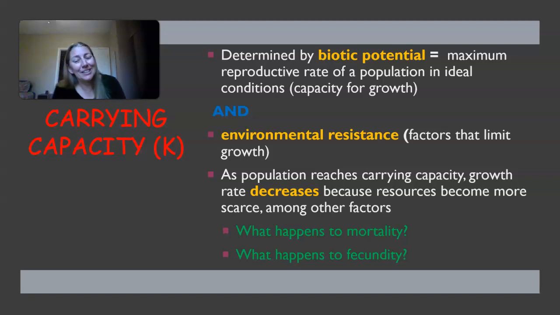If you said mortality increases, then you are correct. Obviously, fewer resources is going to lead to more death. What happens to fecundity, or the number of offspring that are being produced? Fecundity will decrease. So mortality goes up and the number of offspring being produced goes down as a population gets close to carrying capacity. Because again, there's too many organisms using too many resources, and that cannot continue indefinitely.